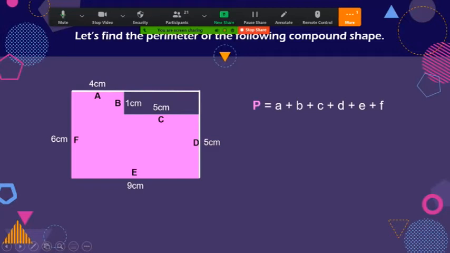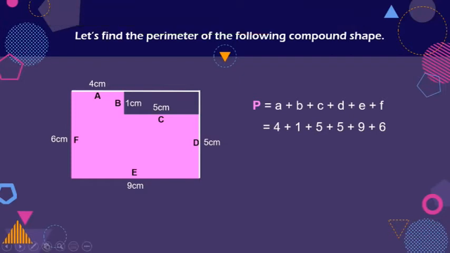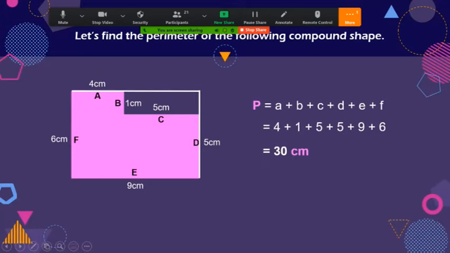So who can tell me what's the perimeter of this shape? 30 centimeters. Excellent. Yes, it's 30 centimeters.